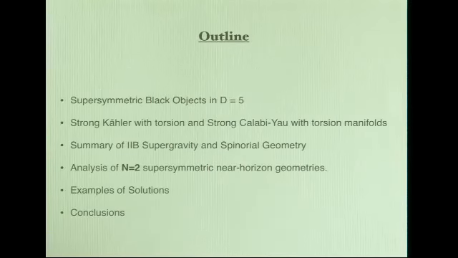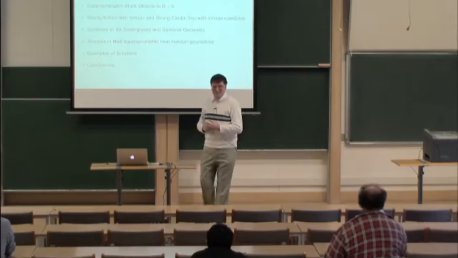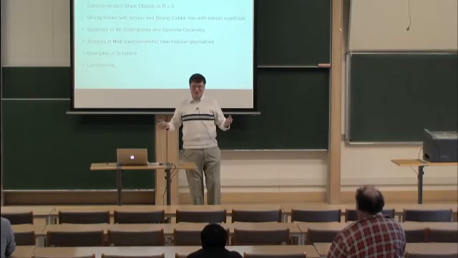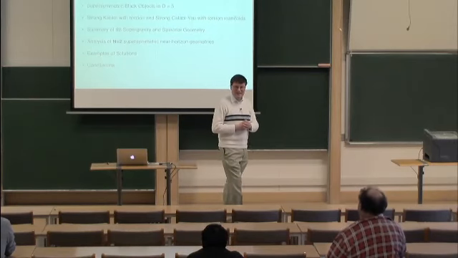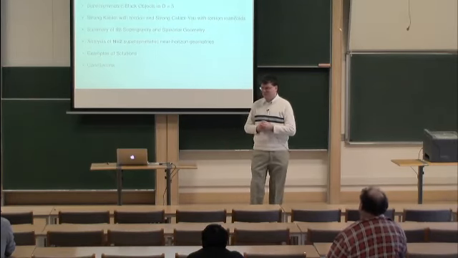The outline is this. I'm going to briefly summarise what we know about supersymmetric black objects in 5 dimensions. So I'm going to start with this as a sort of gentle introduction, because the aim of the game is to understand the general structures, the general geometries associated with black holes in more than 4 dimensions.